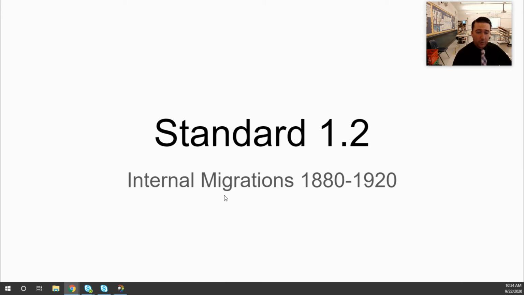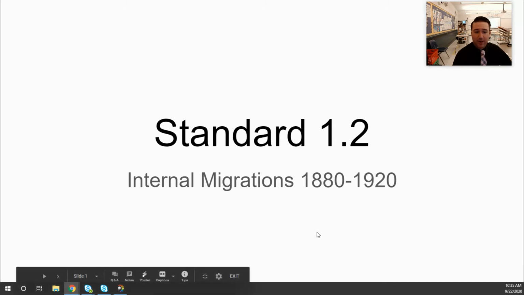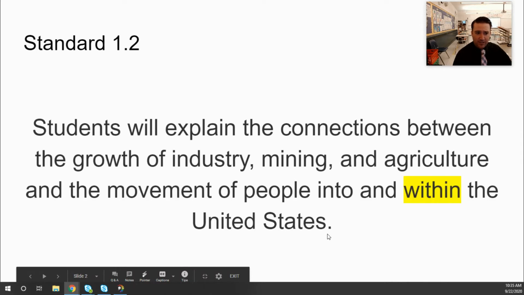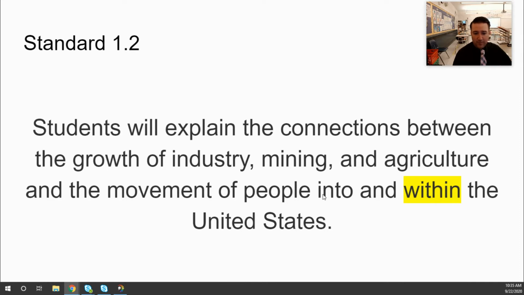Okay, everyone. So now we are on to Standard 1.2, the last of the parts of Standard 1.2, and this is going to talk primarily about internal migrations from the period of 1880 to 1920. So we've already been talking about the movement of people into the United States. So immigration, they're coming for jobs, they're coming to work in industries. A lot of them filling up mines, agriculture is pushing many westward at the same time.